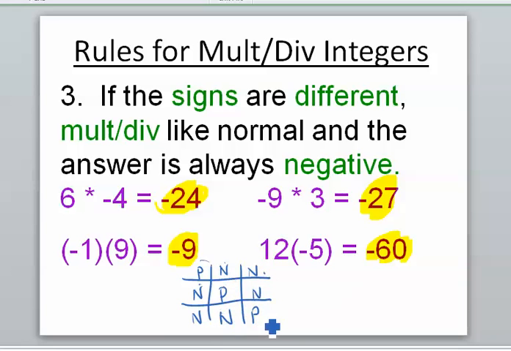Or you can go downward as well. Positive times a negative is a negative. A negative times a positive is a negative. Just remember, same signs, positive, different signs, negative. Okay, so different rules than for addition.